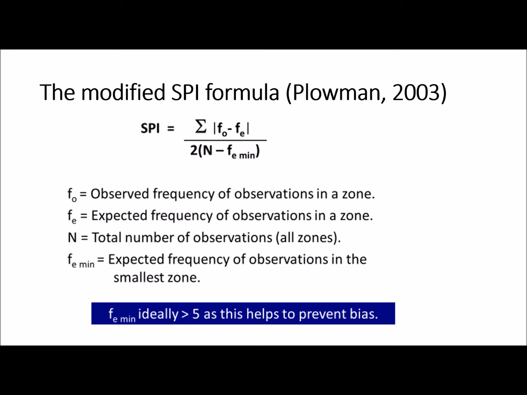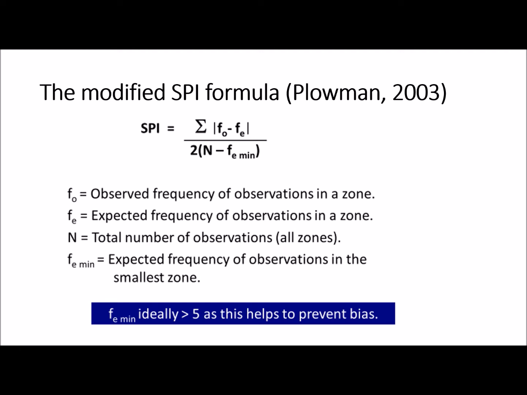You will note that FO minus FE is within vertical or modulus brackets. That means the resulting amount from that subtraction is always positive. We then have the sum sign at the front of that top part of the formula, so we add together our FO minus FE for each of the zones that we have calculated. I said that this enclosure contains 6 zones, so we would sum together the FO minus FE for zone 1, and then for zone 2, and then for zone 3, and then for zone 4, and so on.